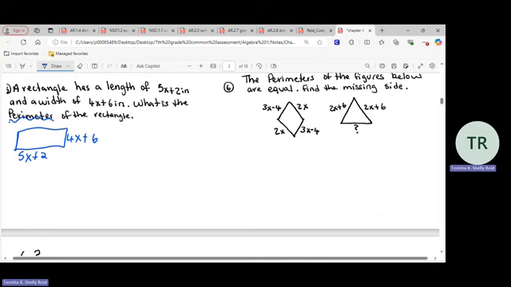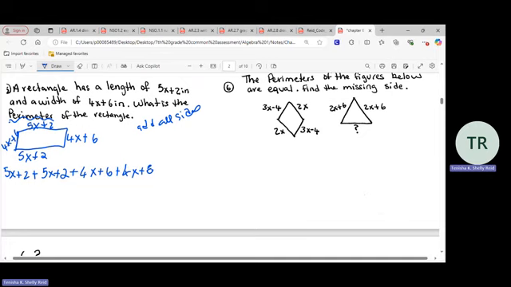Well, how do we find the perimeter? To find the perimeter of anything, you add all the sides. So if this is 5x plus 2, I know that this should be 5x plus 2. And if this is 4x plus 6, this is also 4x plus 6. So to find the perimeter, you just want to add all the sides. That means 5x plus 2 plus 5x plus 2. And they're all added, so I don't have to change the signs. Plus 4x plus 6 plus 4x plus 6.